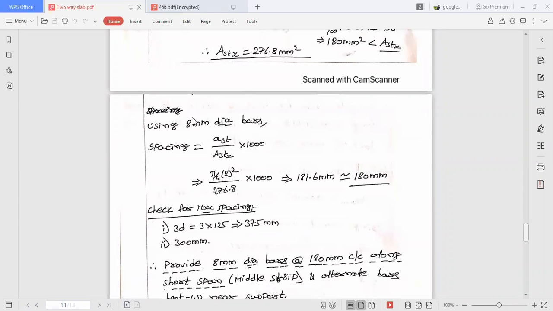Don't provide 6 mm diameter of bar. 6 mm cannot be provided as main steel. We should not provide 6 mm steel as a main steel. Okay, so use 8 mm diameter bars. What is the formula for spacing?